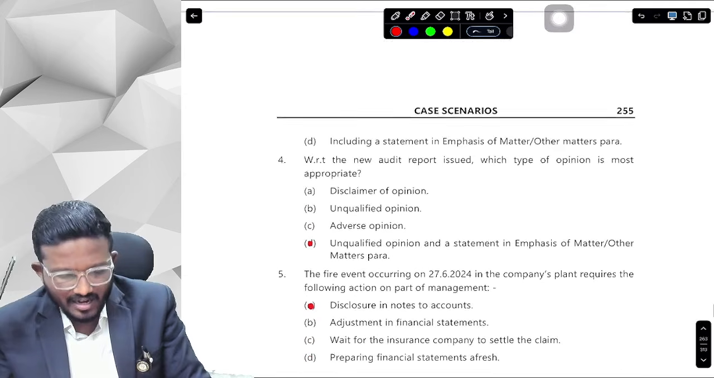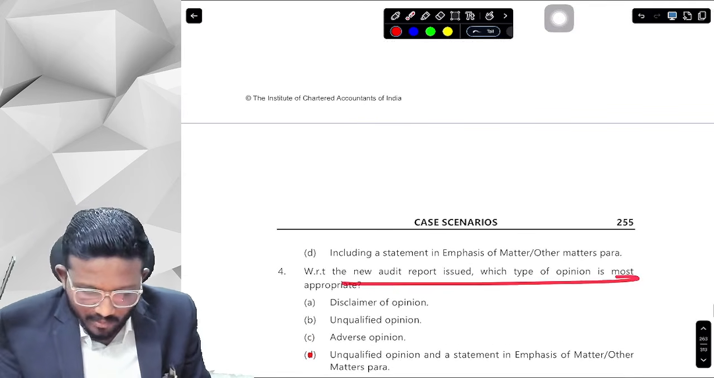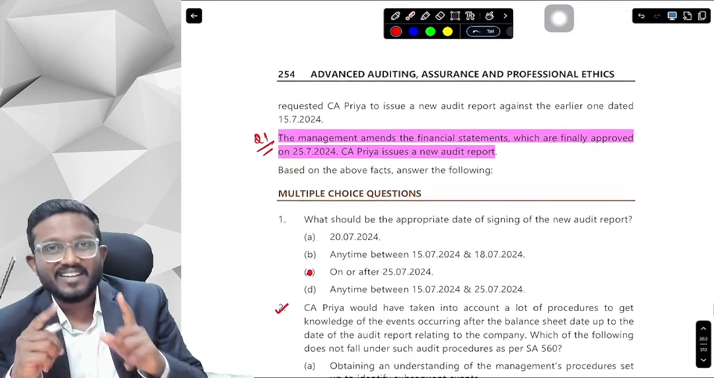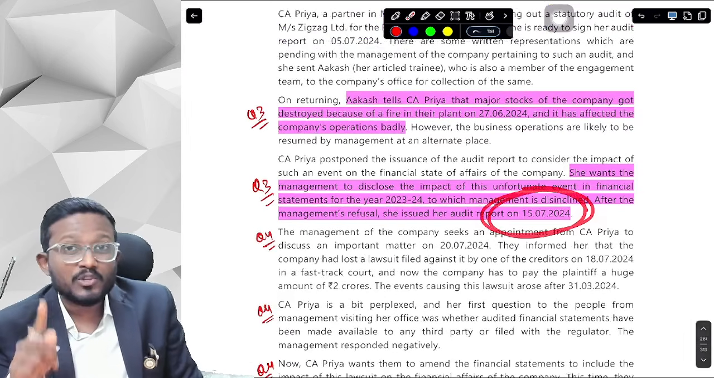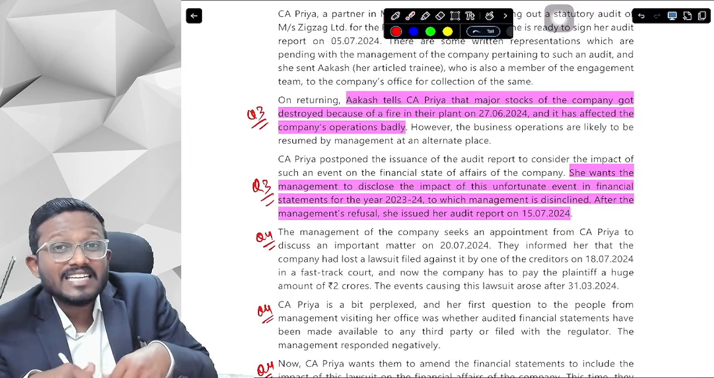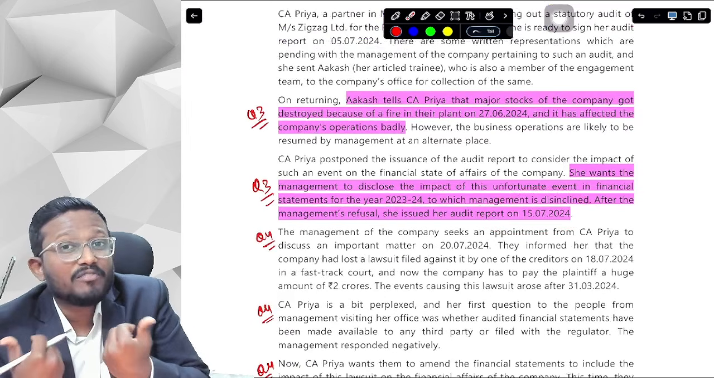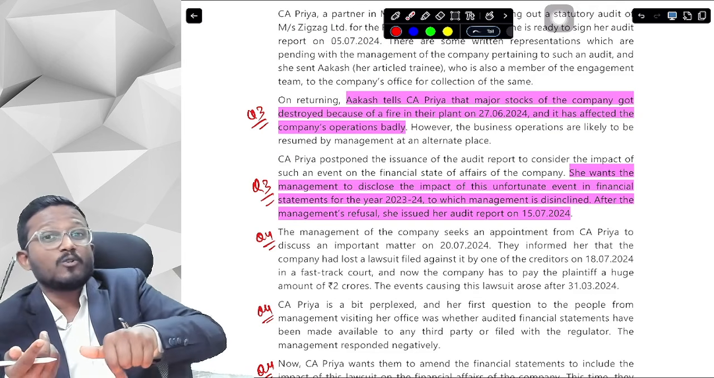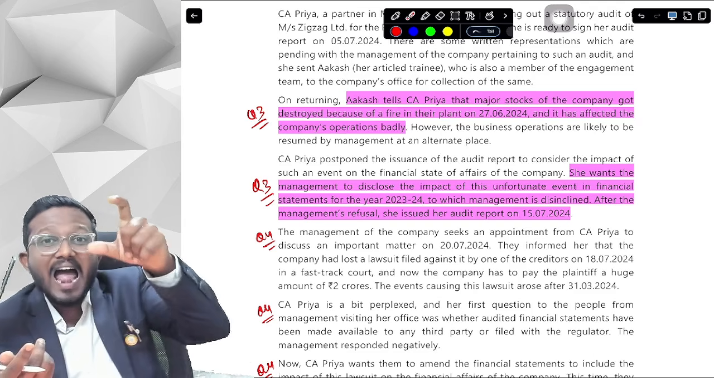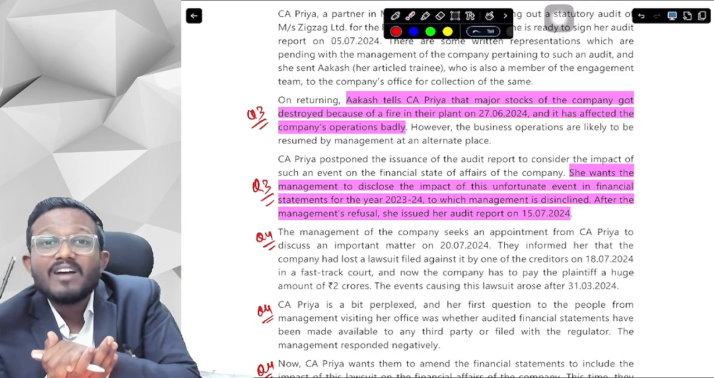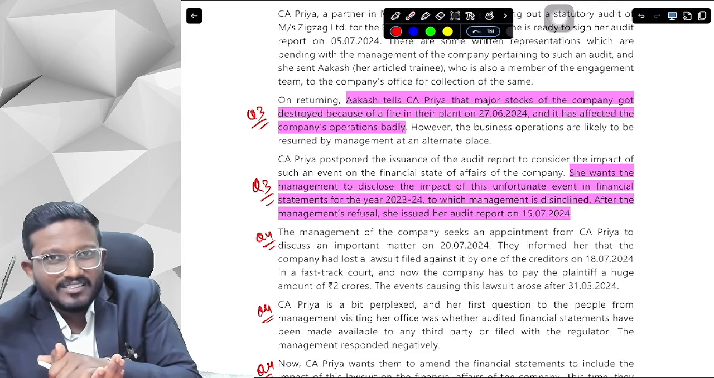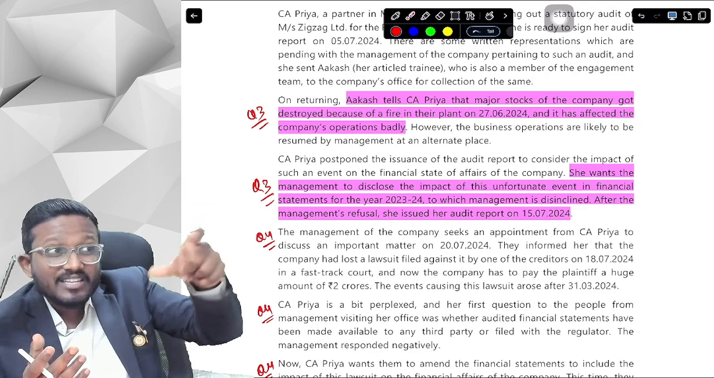Now, when we are issuing a new audit report, what type of opinion would we have given? Now look at over here. When we issued the initial audit report on 15 July, we gave a modified opinion because it didn't give disclosure about the impact of the fire. But now they are giving disclosure about the impact of the fire as well, and they are giving the disclosure about the lawsuit as well. So here I will give an unmodified opinion because they have given both the disclosures. Now the financial statements are not issued.